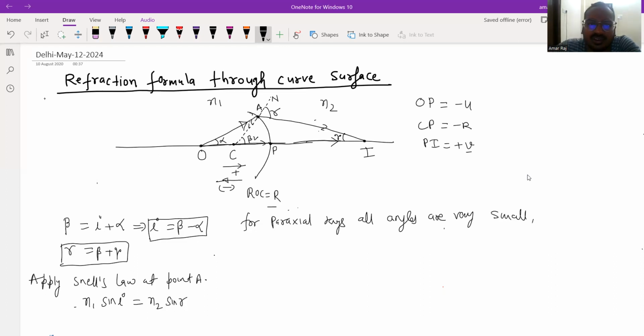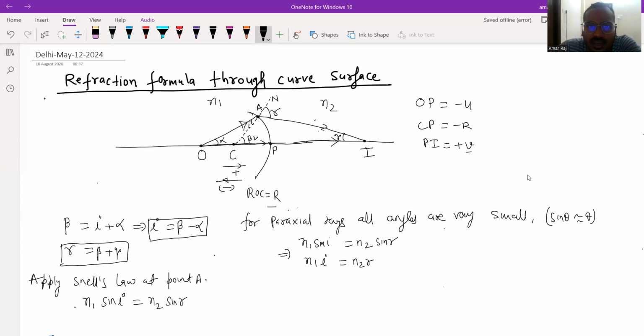So for paraxial rays, all angles are very small. So what we will do, you can write N1 sin i is equal to N2 sin r. Since angles are very small, sin theta you can write as theta. So we can write N1 i is equal to N2 r.